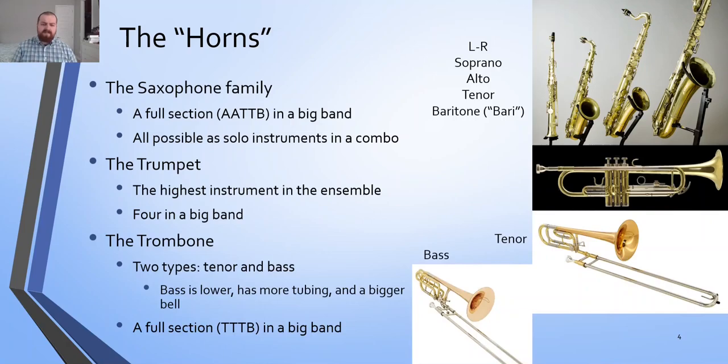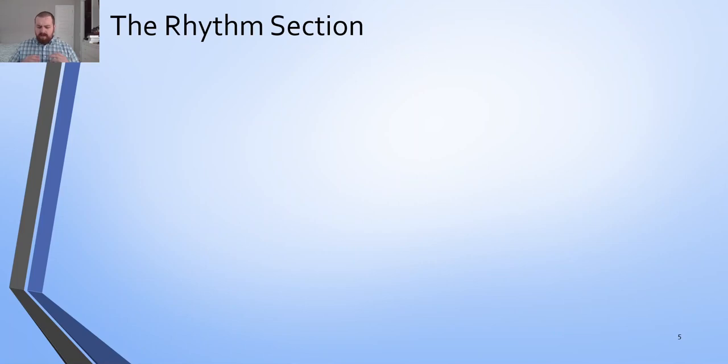And then finally, our last wind instrument is the trombone. Now, there are two types of this. There's the tenor trombone, which you see here on the right, and the bass trombone, which you see here on the bottom. There are very subtle differences between the two. You really only ever see tenor trombone as an improvising instrument, but you do have a bass trombone in a big band. The difference is that there's more tubing, and the bell is bigger, which in this picture is hard to tell, but you typically have three trombones and a bass trombone in a big band, okay? So, those are all the horns.